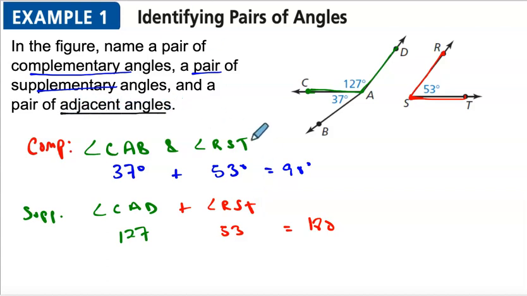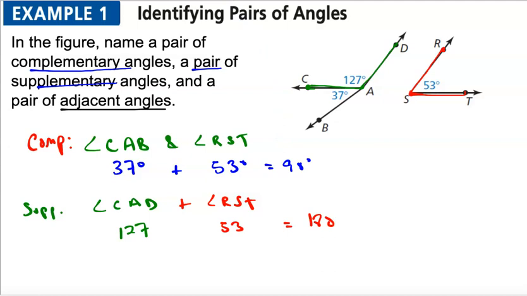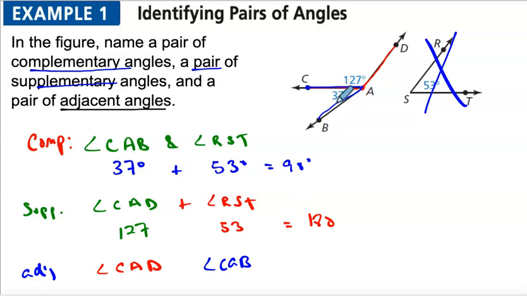Then adjacent. Adjacent angles have to be next to one another. They don't have to equal anything. They just have to be next to each other. So what are my two angles that are next to each other? Well, I'm going to automatically not include RST because that's completely separate and has a different vertex. But here's vertex A, which is shared by angle CAD, and CAB also shares that vertex. And again, they don't have to equal 90 or 180 or anything, they're just adjacent angles.